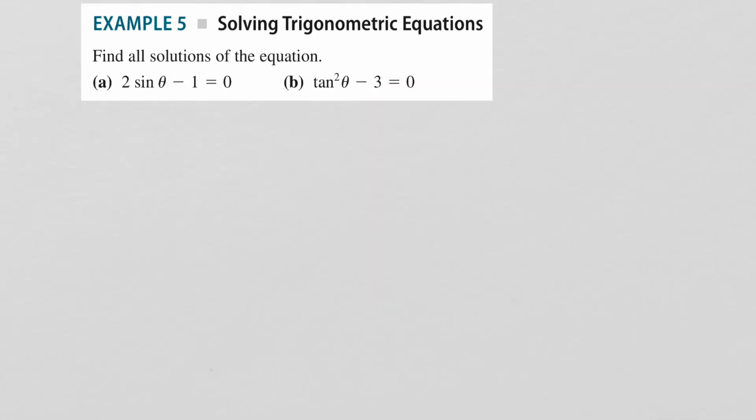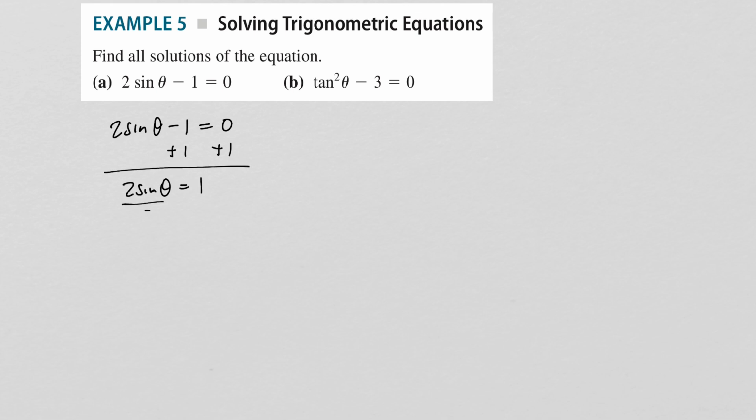So the next equation here, you have 2 sine of theta minus 1 equals 0. The first thing I need to do in this equation is get the trig function by itself. So if we add 1 to both sides, we have 2 sine of theta is equal to 1. And then if we divide by 2, we have sine of theta is equal to 1/2. Now, this problem is the same as the very first problem that we did. So we know that the solutions here are going to be pi over 6 plus 2k pi, and also 5 pi over 6 plus 2k pi.